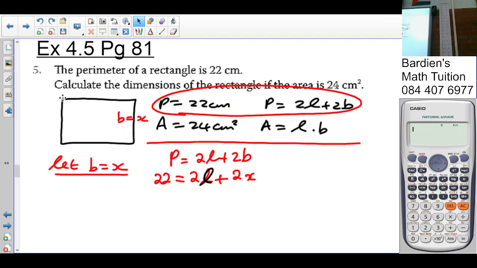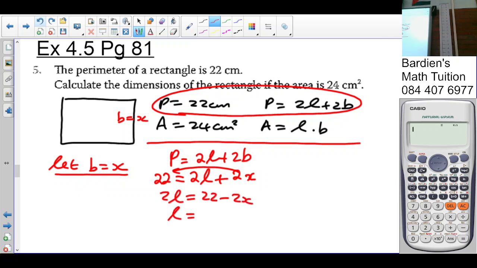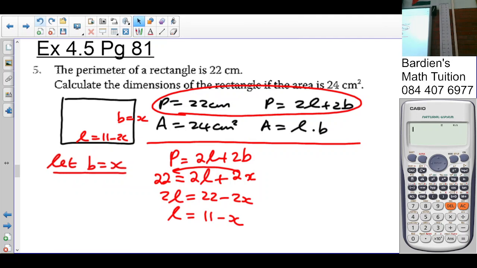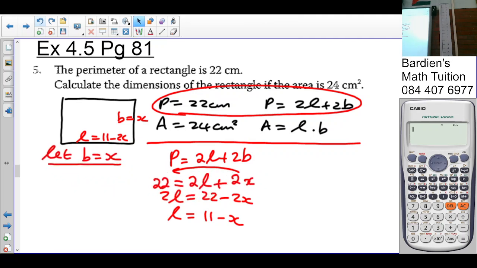Okay, so how are we going to get L as the subject of the formula? We take 2x over. So 2L is going to be 22 minus 2x. So L is going to be 11 minus x. Not so? Remember there's two unknowns, there's the L and the B. So we need two equations, as you can see. Alright, now taking this into account, put this here at the bottom.